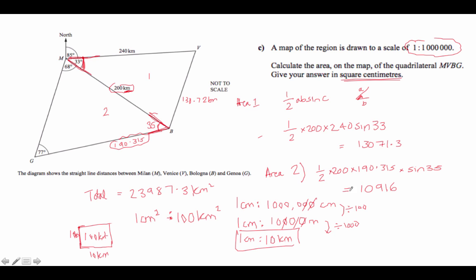So how do I go from 23987.3 kilometres squared into centimetres squared? Well, kilometres squared to centimetres squared would be divided by 100. So I need to divide this by 100, which would give me an answer of 239.873 centimetres squared.